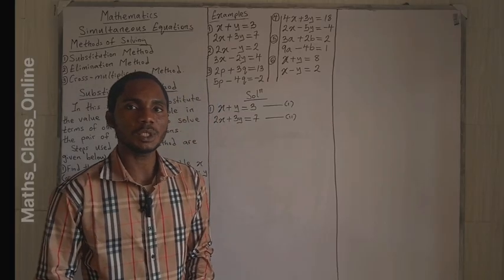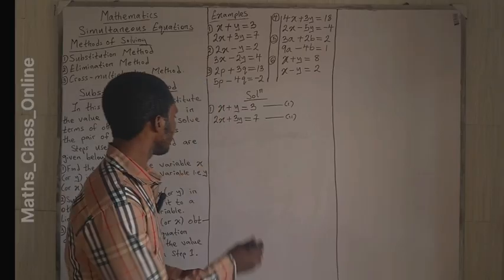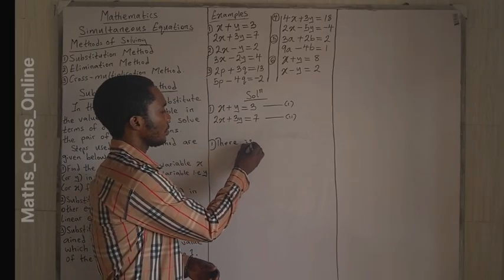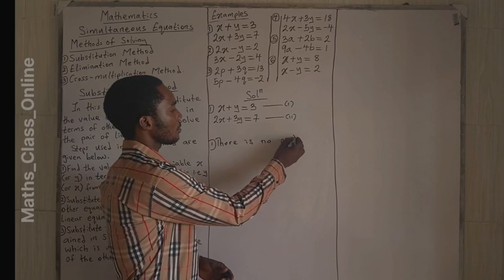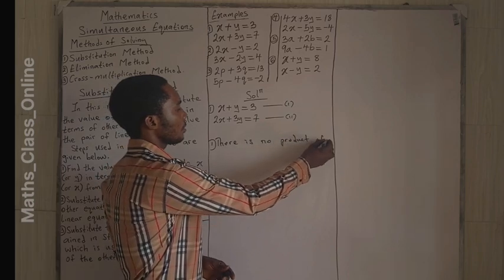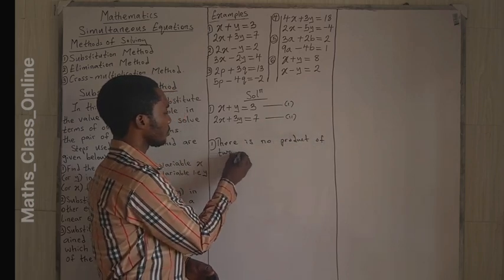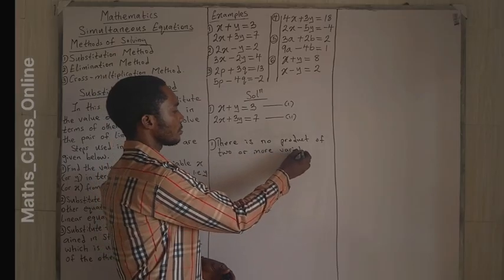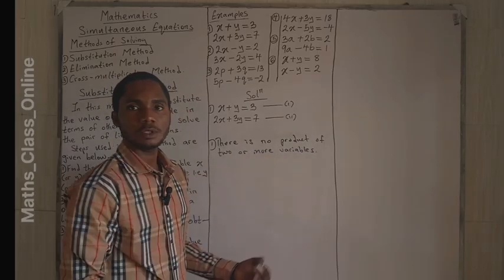A simultaneous equation is linear if there is no product of two or more variables. What do we mean by this?